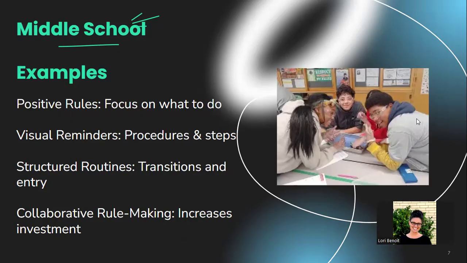So focus on what to do. This is what we talk about, positive rules. What should they do when they enter the class? Maybe have like a checklist of, this is what you do when you enter class. Visual reminders, procedures, and steps. That's very helpful. You're going to notice that visual reminders are good for all students. There are especially students who perhaps are English as a second language, or maybe even those who have reading disabilities. But honestly, visual reminders are great for all students.